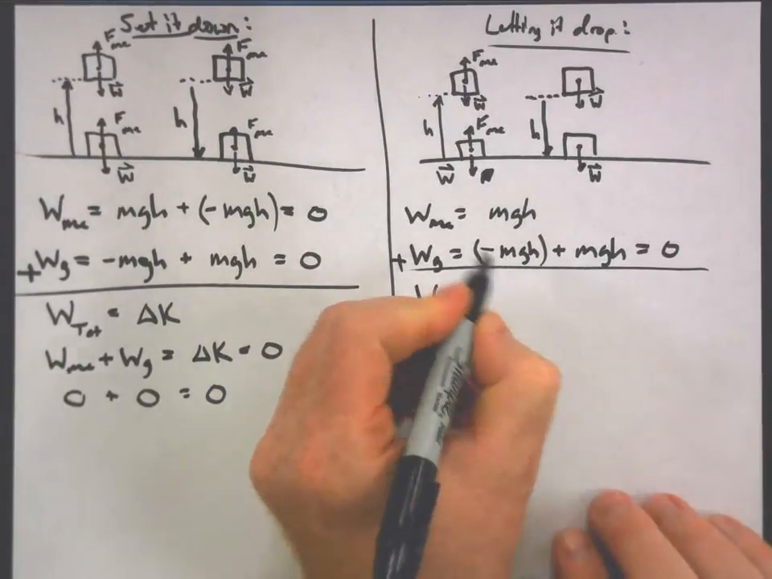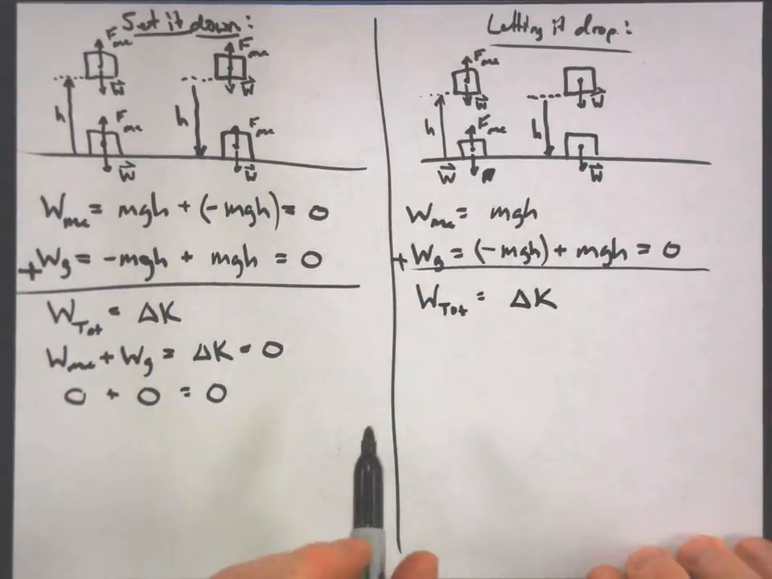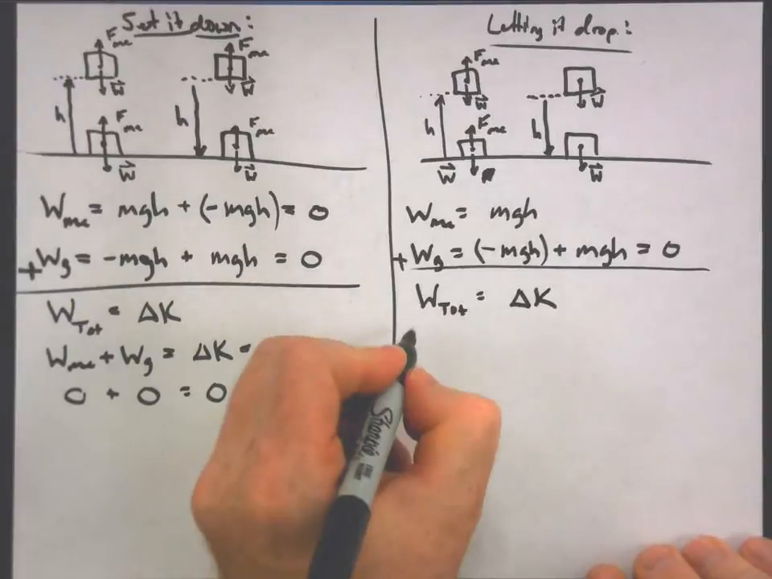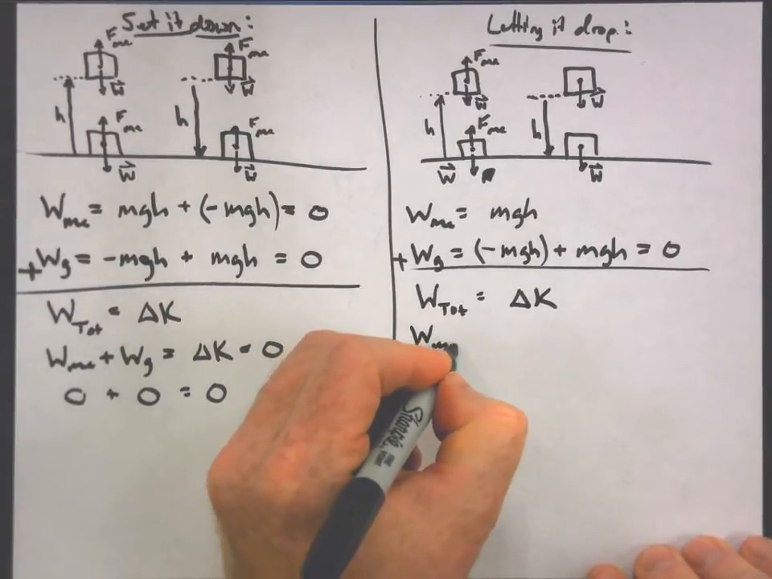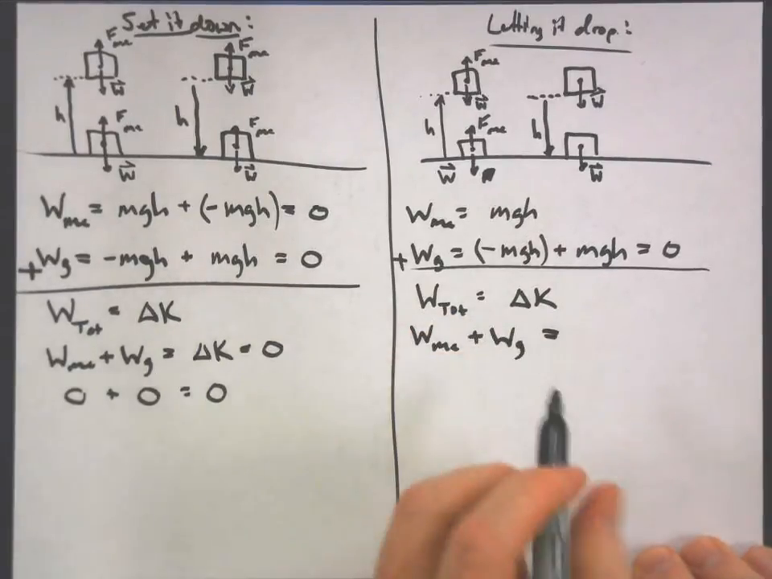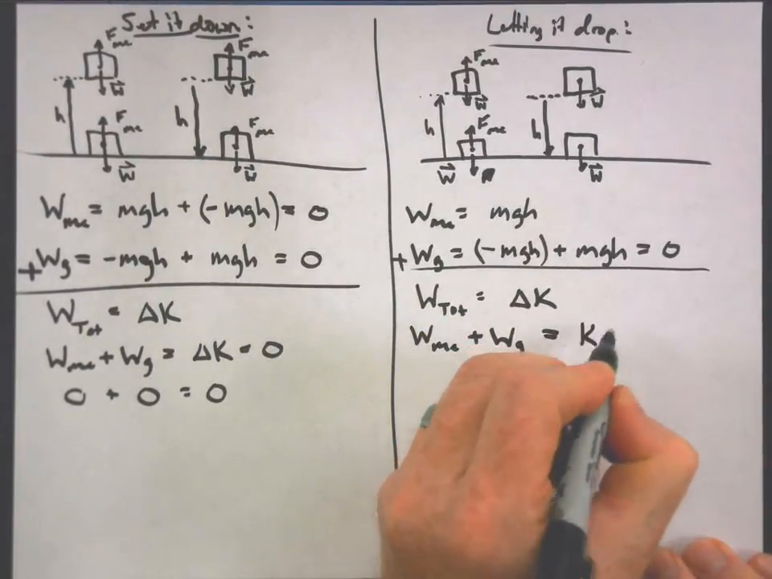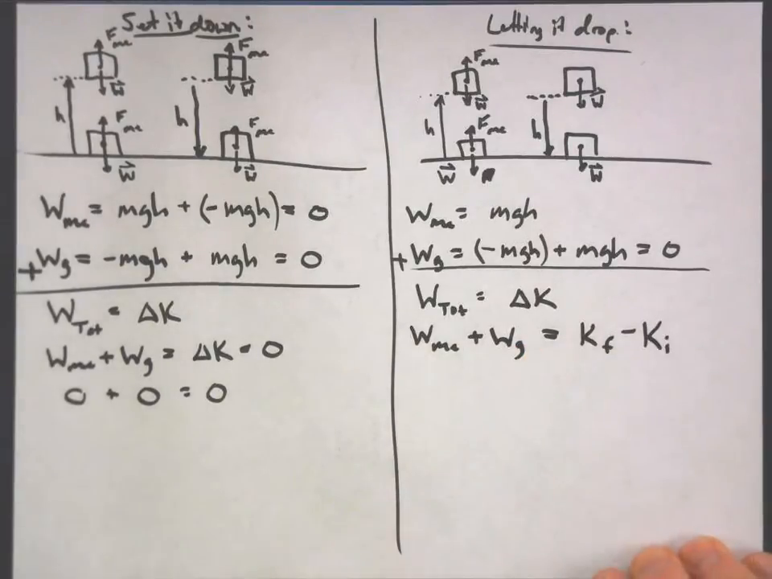And the total work equals a change in kinetic energy. So this is interesting. The total work now is no longer zero. It's because we had the work by me and the work by gravity, and this is a change in kinetic energy. Well, delta K is a final minus initial kinetic energy.